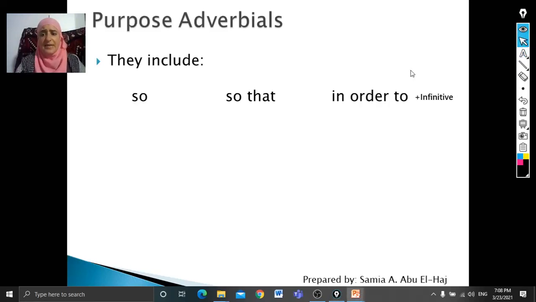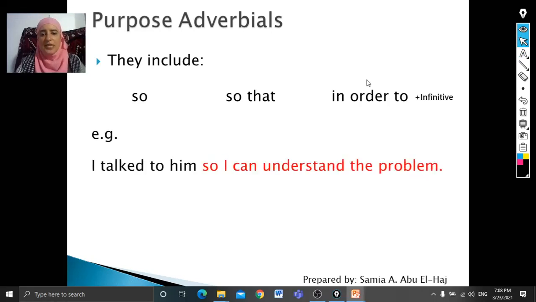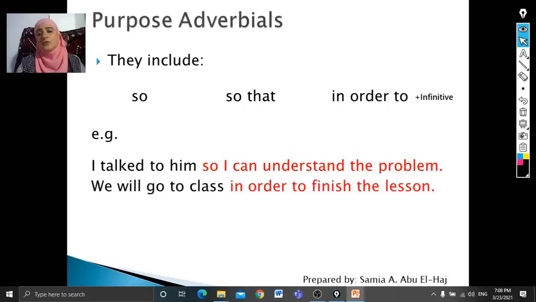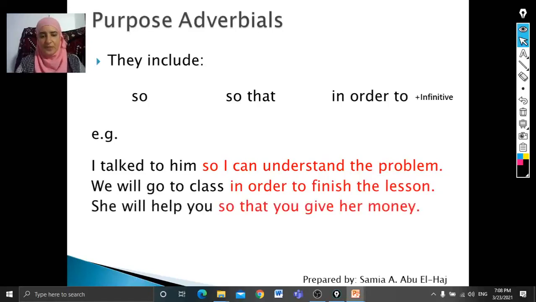Okay, let's look at the example now. I talk to him so I can understand the problem. We will go to class in order to finish the lesson. She will help you so that you give her money. Okay, there is a purpose for helping you. Now, how is the purpose different from reason?